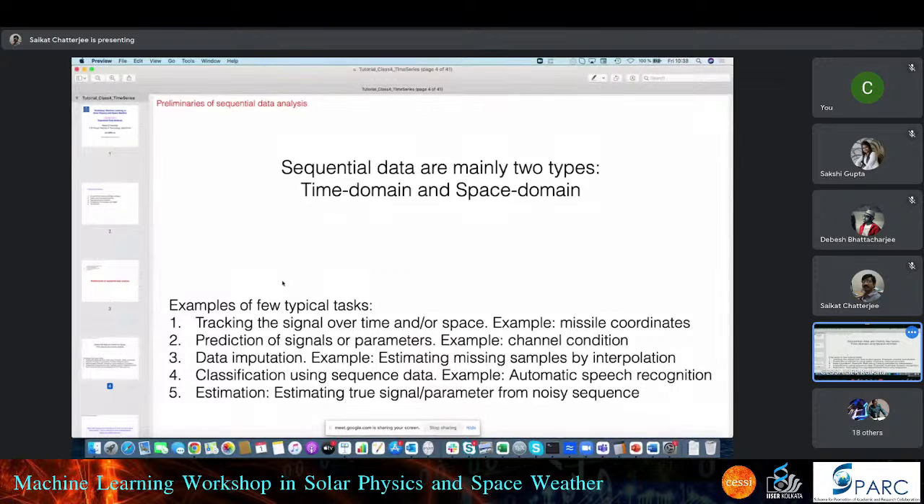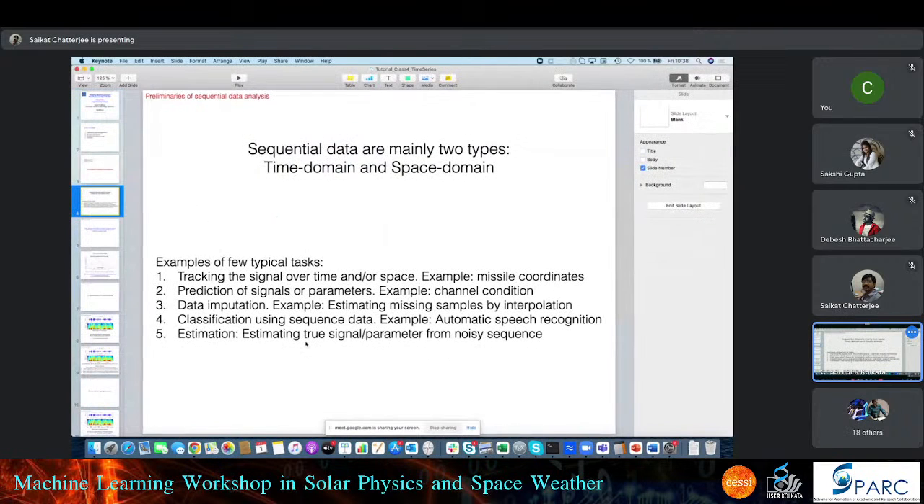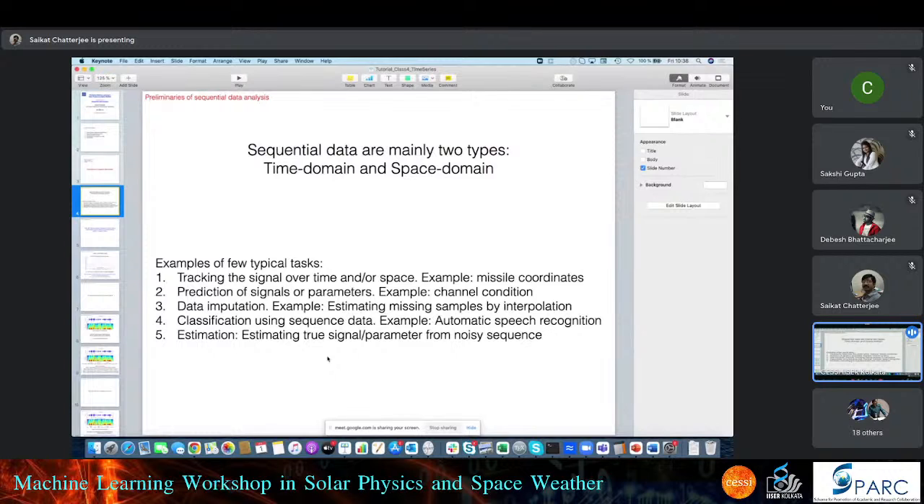Then classification using sequence data. For example, another example is automatic speech recognition. Speech is what we mostly use to communicate between ourselves, and that's a time series. If you collect the speech signal, it's a time series, and from this series a machine has to understand what is spoken. That means which are the words and what kind of words they are, then form the sentence and find out the meaning of it.